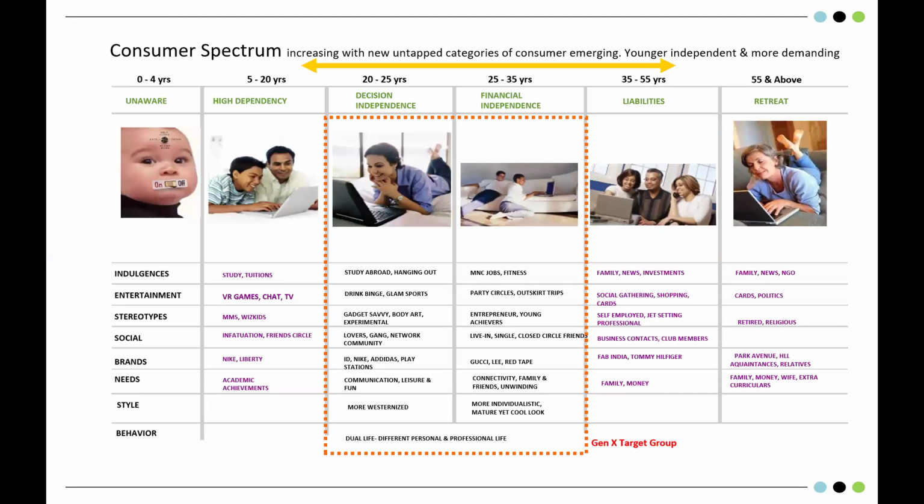Okay. So we have the complete spectrum of the consumer. So for a refrigerator, there is a primary user, a secondary user. There are various types of users from 0 to 50, 55 and above. So this is the complete spectrum of the consumer for a refrigerator. And then for this specific product, I had outlined a target group ranging from 20 years to 35 years. So that was the Gen X target group.